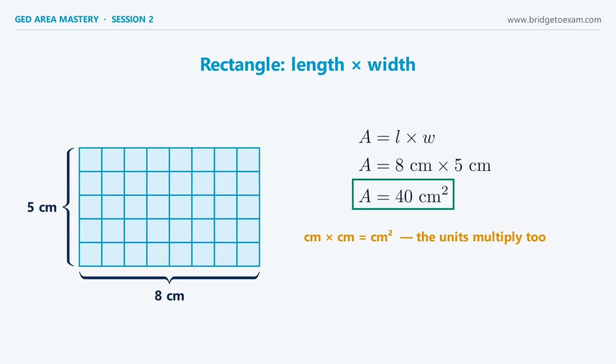Instead of counting all 40 squares, we multiply. 8 times 5 is 40 square centimeters. And notice the units multiply too. Centimeters times centimeters gives centimeters squared. That's why the squared unit is logical, not decoration.